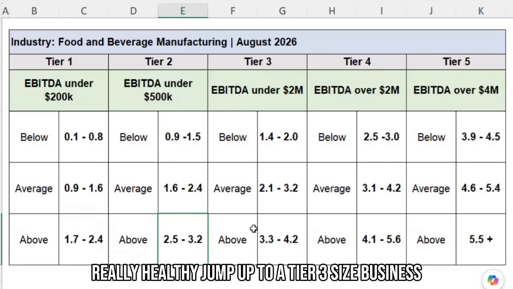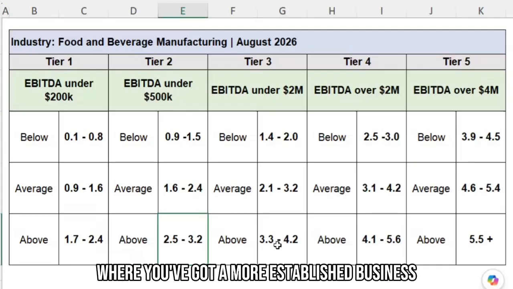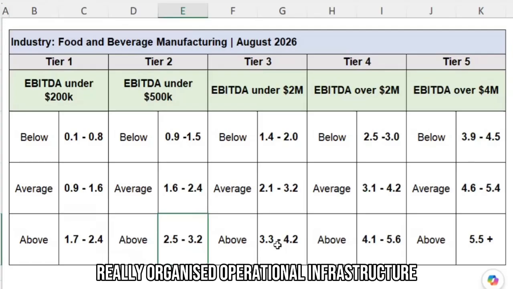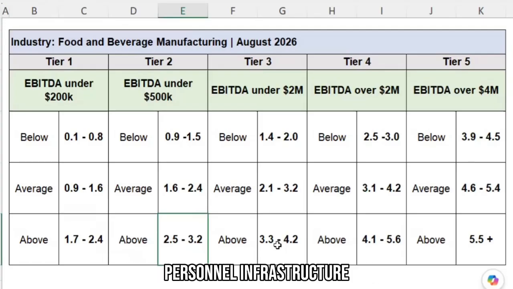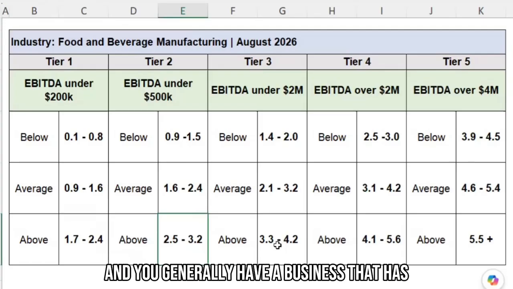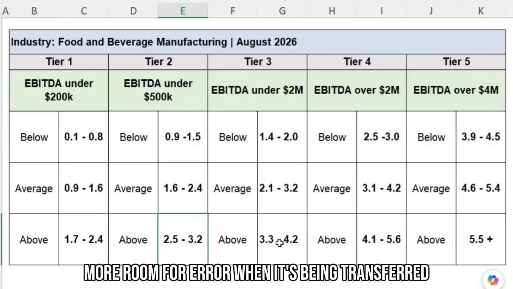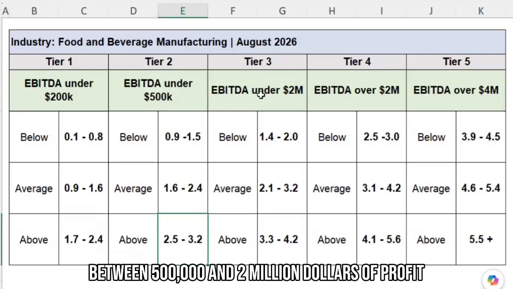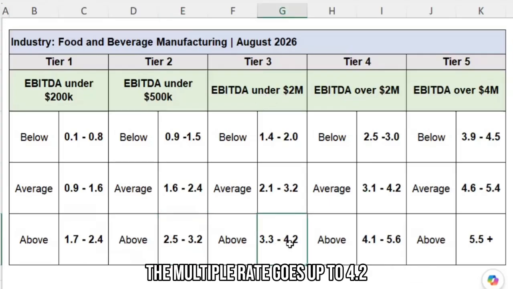Then we have a nice, really healthy jump up to a tier 3 size business, a more established business. You've got most likely really organized operational infrastructure, personnel infrastructure, and generally more room for error when it's being transferred. So for businesses between $500,000 and $2 million of profit, the multiple rate goes up to 4.2.